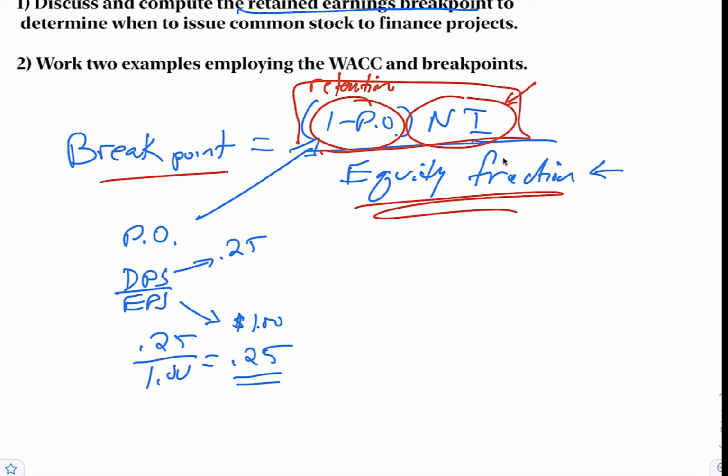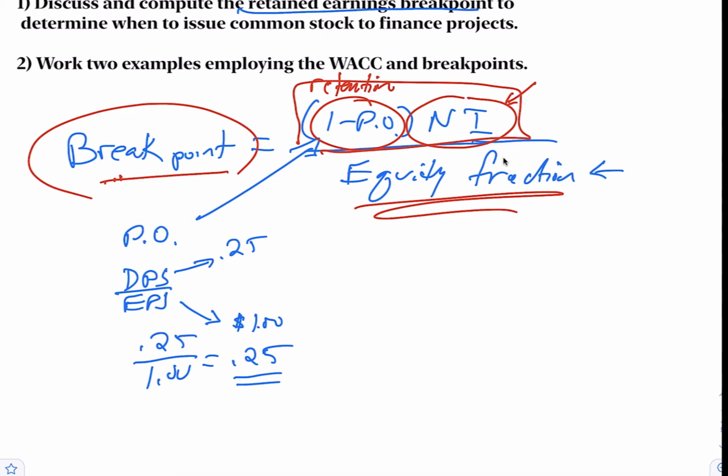The breakpoint is the point where your weighted average cost of capital increases because you have to issue new common stock. Remember, when you issue new common stock, there are flotation costs associated with it. So if you invest in projects below this breakpoint, the weighted average cost of capital will be lower. Once you hit this breakpoint and exceed it, and you invest in projects beyond this breakpoint, the firm's weighted average cost of capital will increase.